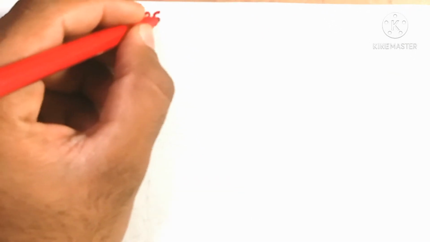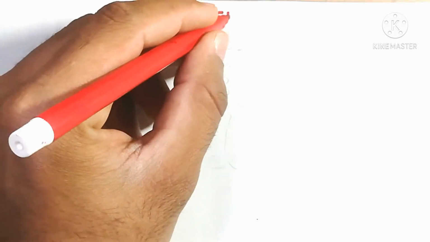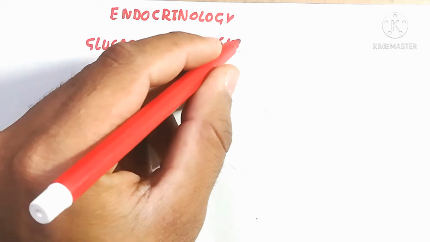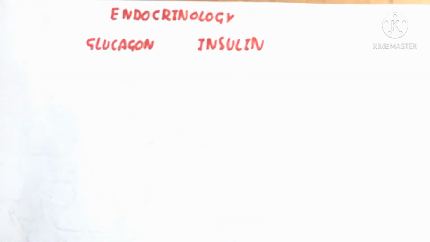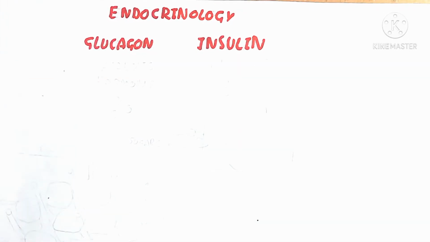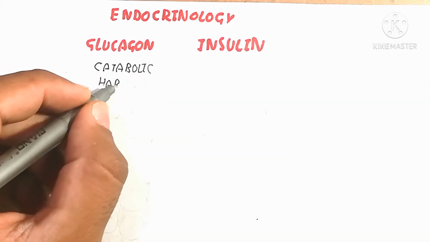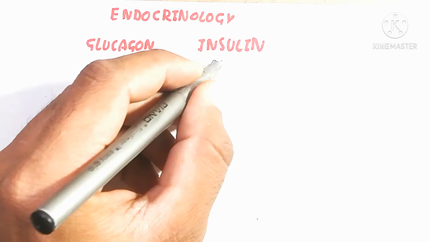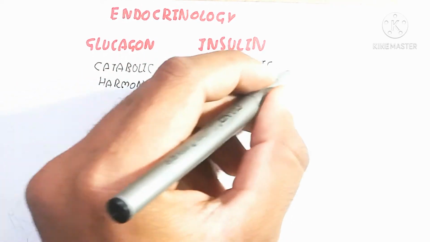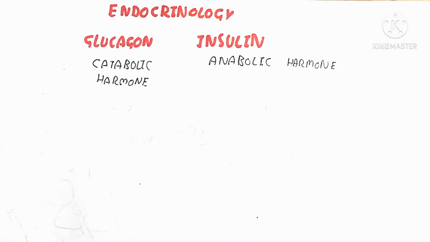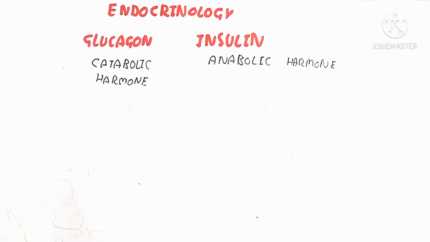So here we will discuss the endocrinology of glucagon and insulin. Insulin and glucagon are produced by the pancreas. Glucagon is a catabolic hormone and insulin is an anabolic hormone. So here is the pancreas, which we will discuss, and this pancreas contains different types of cells which produce different types of enzymes and hormones.